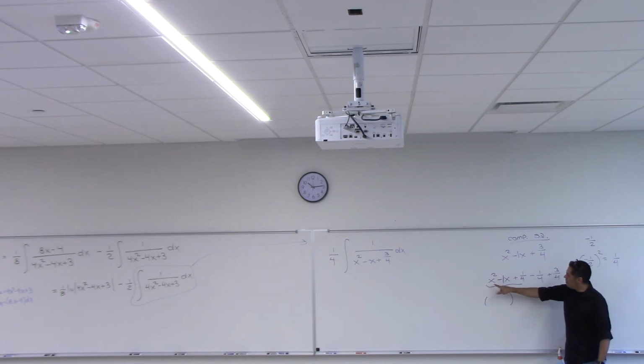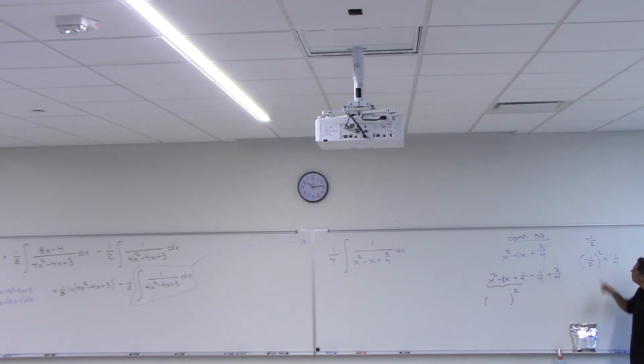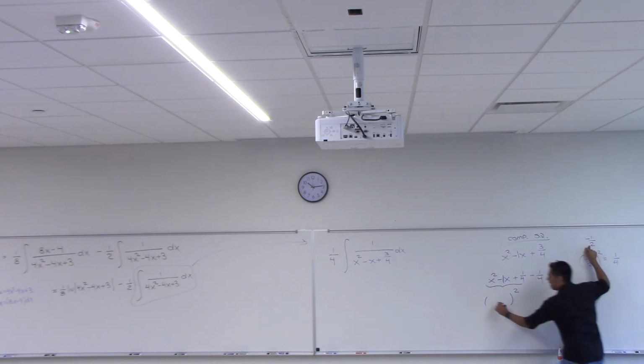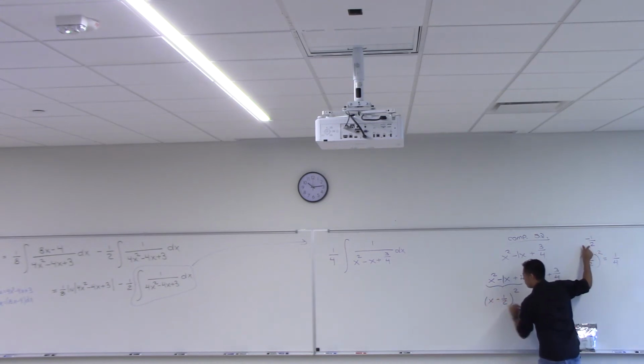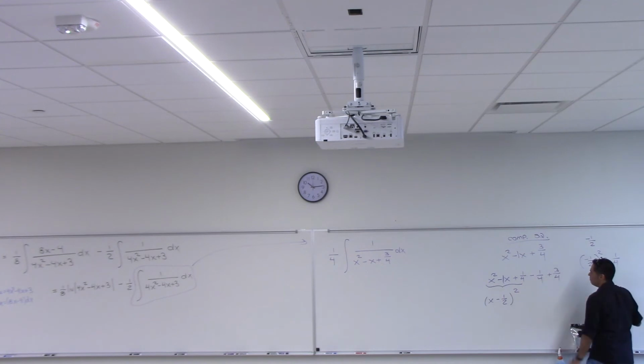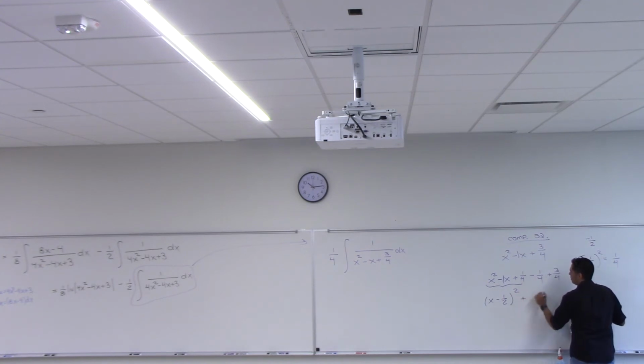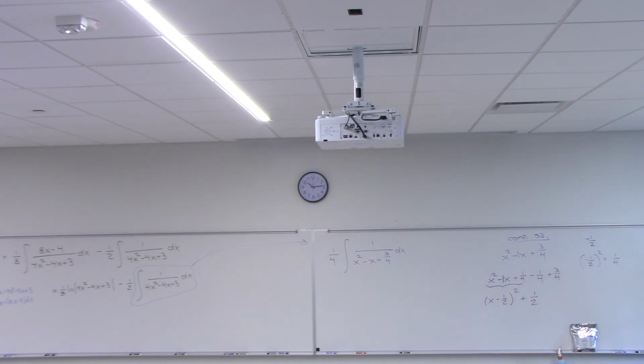So what does this turn into? These three terms factor to be x minus a half squared, and then you have to put these two together. Plus 2/4, so 1/2.